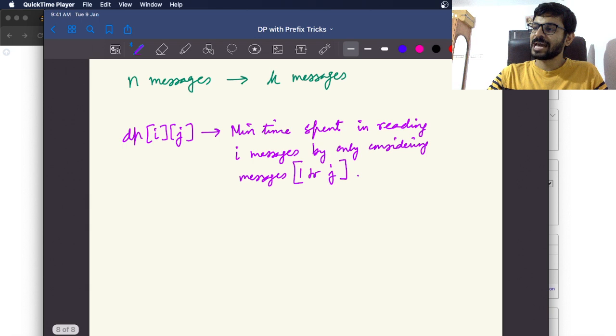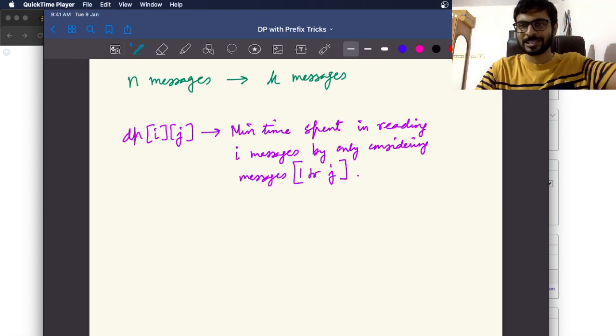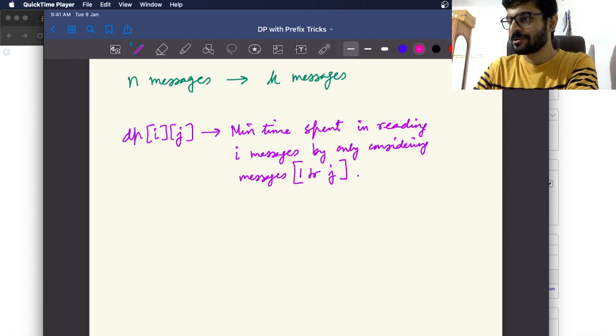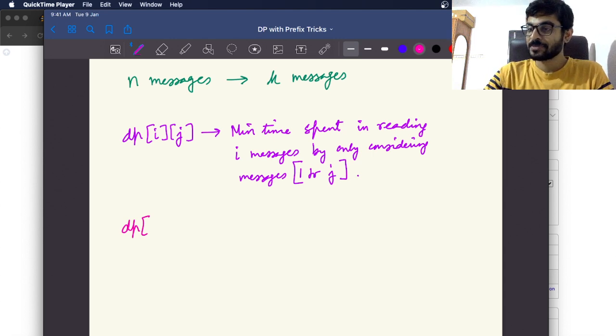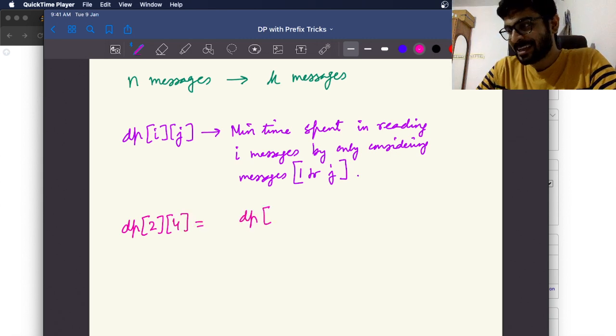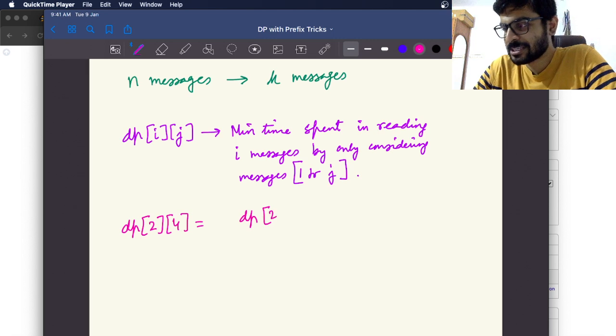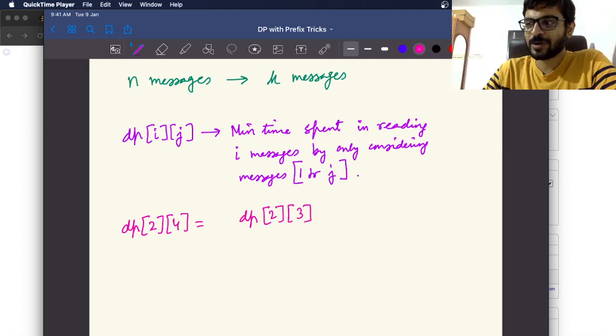Minimum time spent in reading i messages by only considering messages 1 to j. Just think logically: if I have the answer for all lower states, how can I find the answer for this DP? You can do it for, again, one example. Let's say DP 2, 4, same example I'm using. DP24. Again, I can say I will not consider the jth message. So this closes all those possibilities. DP23, so 1 to j minus 1. By considering those messages, I've got the best.